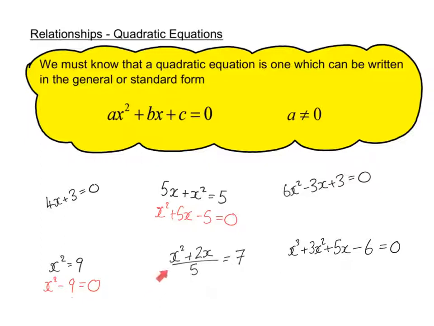In this example it looks a little bit different, but if I start to try and rearrange it into general form, we end up with, multiplying through by 5, x squared plus 2x equals 35, which we can then rearrange to x squared plus 2x minus 35 equals 0. So again, a quadratic equation in general or standard form. Next, looking over at this one, this is not a quadratic equation. The reason being the highest power of x here is 3, so because we have an x cubed term here, this isn't a quadratic equation, this is in fact a cubic equation.